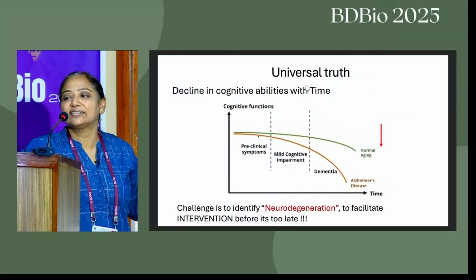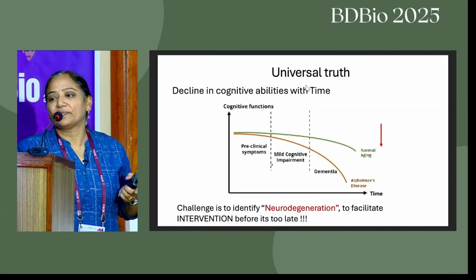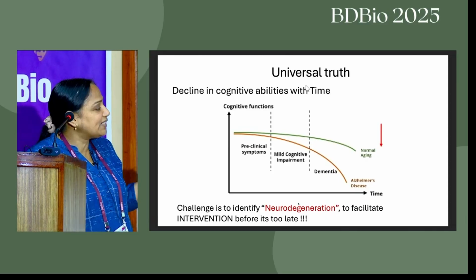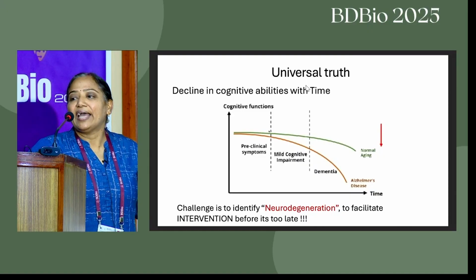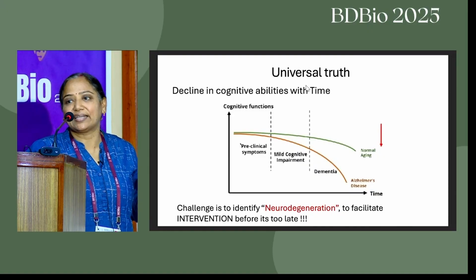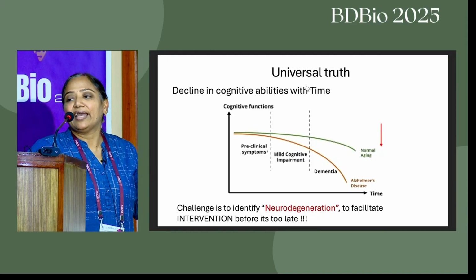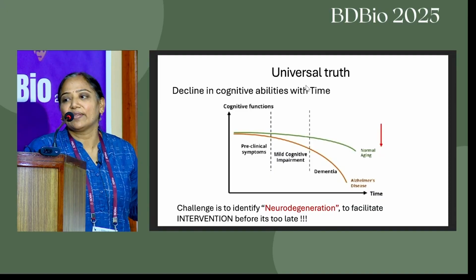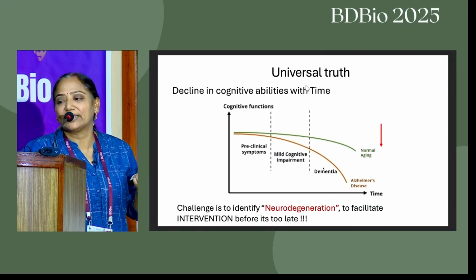Now here's the universal truth. As we age, our cognitive abilities keep decreasing. But when we age healthily, the decline is not so rapid. But when there is neurodegeneration, the decline is huge. So the challenge is to identify neurodegeneration to facilitate intervention before it's too late. And this degeneration happens in stages. At first, only the subject is aware. And then there is a time when the subject wants to look for assistance. And then the rapid decline.